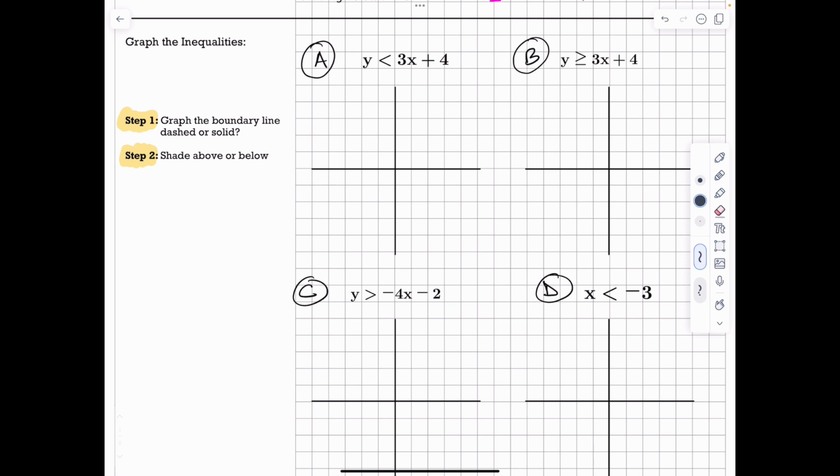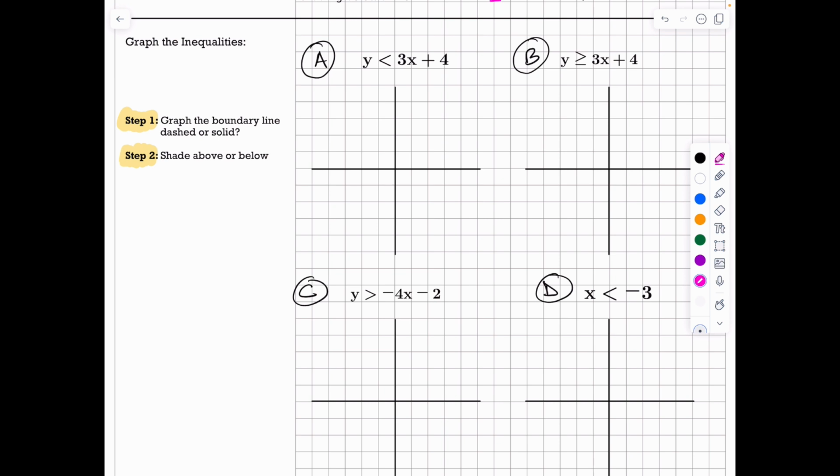All right, so we have examples A, B, C, and D. And we're going to graph each one of these. So for example A, I have y is less than 3x plus 4. Now my steps here: step 1 tells me to graph the boundary line, and I've got to determine, is it solid or dashed? And then I need to determine my shading. Will I be shading above or will I be shading below?